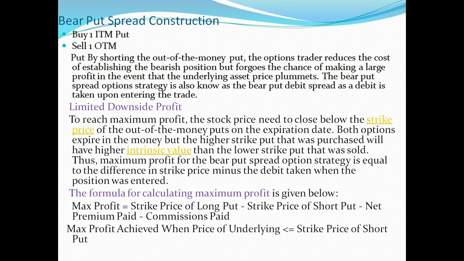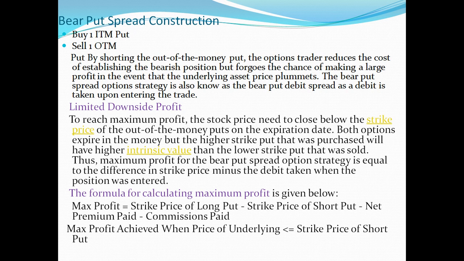So what is bear put spread construction? In bear put spread, buy one ITM put and sell one OTM put. By shorting the out of the money put, the option trader reduces the cost of establishing the bearish position but forgoes the chance of making a large profit in the event that the underlying asset price plummets. The bear put spread option strategy is known as the bear put debit spread as the debit is taken upon entering the trade.